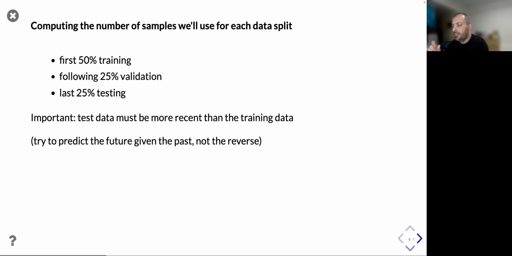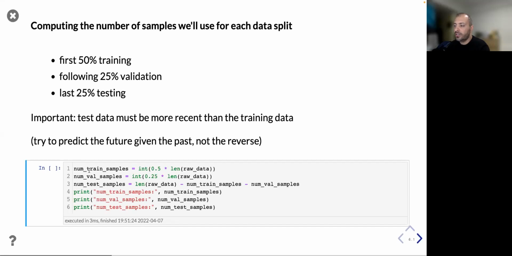We should have the test data be more recent, so more towards the future than the training data. And this is why we will take the first 50% for training. Otherwise, if we mix them, we might end up trying to predict the future given the past given the future, and not as we should, predict the future given the past. So this is very important. We have mentioned it in the past, so pay attention to this one. We start with the training, the next batch will be the validation, and the last time samples will be for testing.